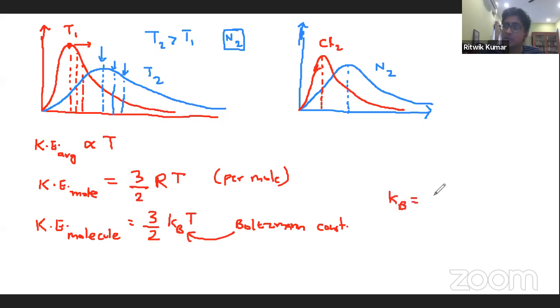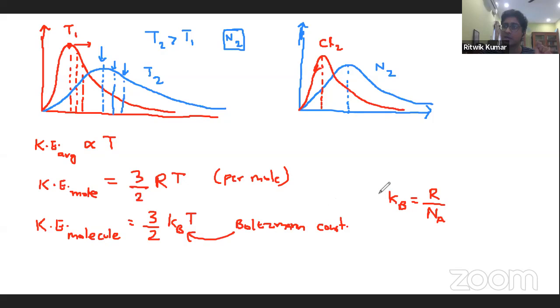And kB is equal to R by Avogadro's number. Is it clear? So make sure you use the right expression. If you're talking about a mole of the substance, you'll use the expression 3 by 2 RT to indicate the kinetic energy of 1 mole. If you're talking about a single molecule, the kinetic energy associated with a single molecule is 3 by 2 kBT.